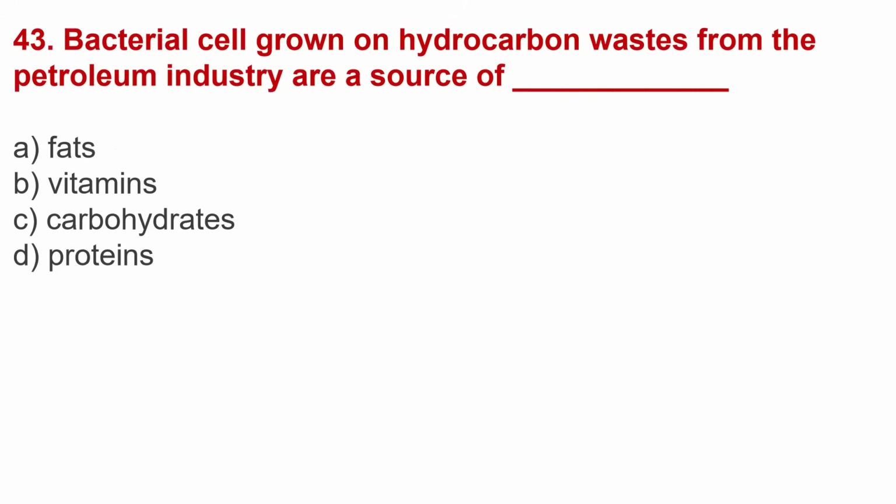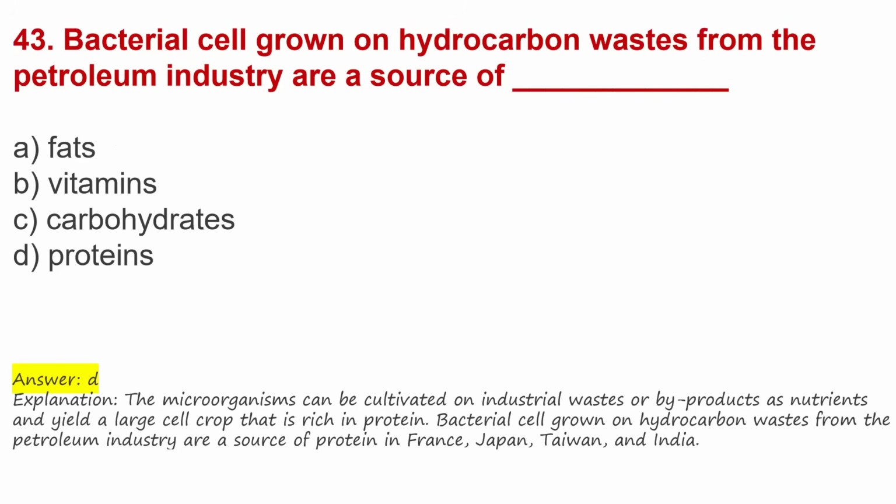Question 43. Bacterial cells grown on hydrocarbon waste from petroleum industry are a source of A. fat, B. vitamins, C. carbohydrate, D. proteins. The answer is D, that is proteins.